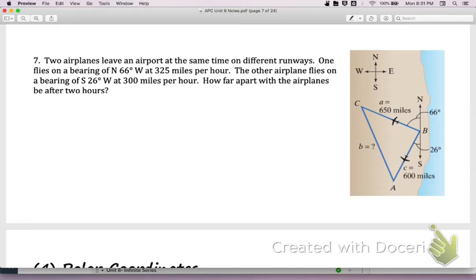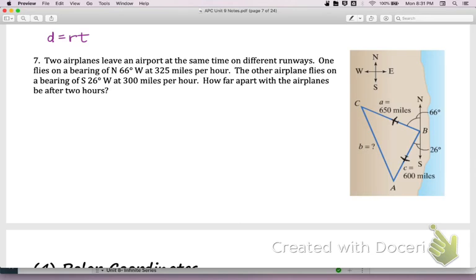So if you remember, they told us 325 miles per hour. That means that in 1 hour, they can go 325 miles. So in 2 hours, they can go 650 miles, okay? So you multiply the rate, miles per hour, times the time, number of hours, and that's going to give you that. Remember, distance is equal to rate times time. So that's how we're getting A and C, is multiplying the rate of that airplane times the 2 hours, okay?